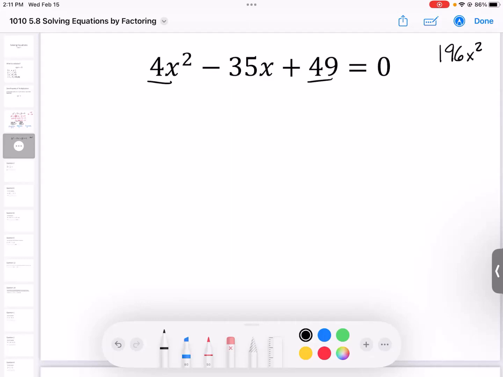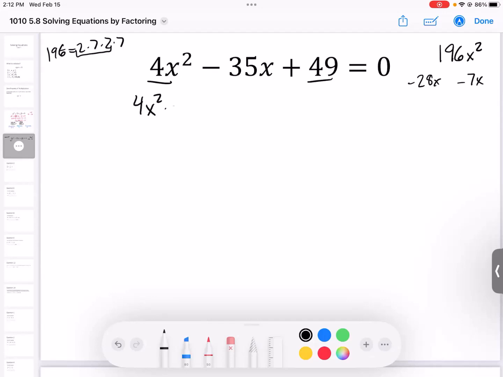So let's see. 14 can be split up into 2 and 7. So 196 equals 2 times 7 times 2 times 7. So maybe let's try 28 and 7. Because 28x and 7x, if we made those both negative, that would work. So those are two things that multiply to 196 and add to negative 35.